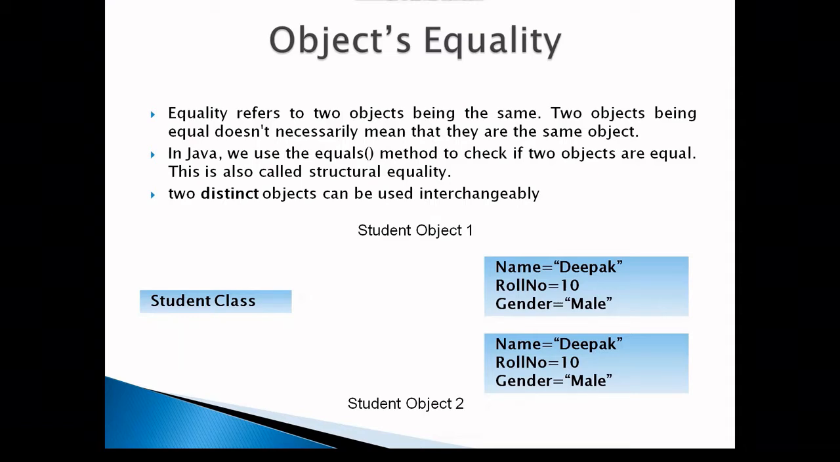So for example, here the student class is there and we created two objects, student object 1 and student object 2. If you see carefully, you will observe that both objects have the same properties and values. Like in student object 1, name is Deepak, roll number 10, gender male. Here also name Deepak, roll number 10 and gender male. So we can say that both objects are equal. So we should follow some steps to check whether they are equal or not. We will see when I give a demo on that.